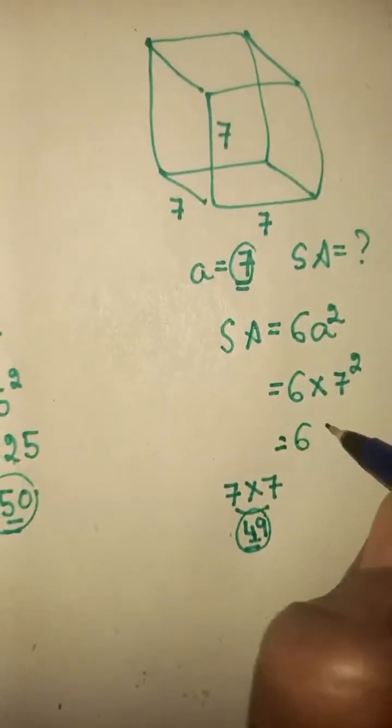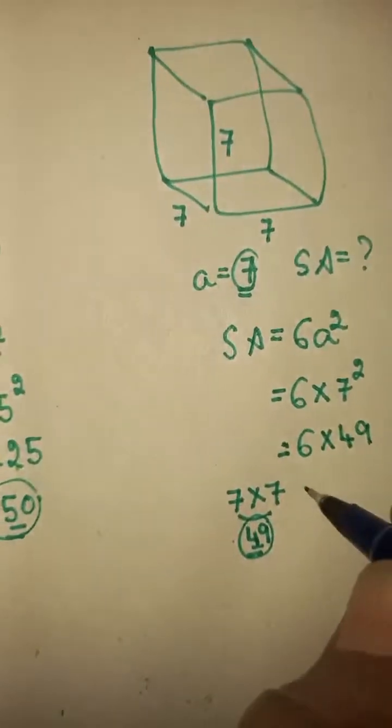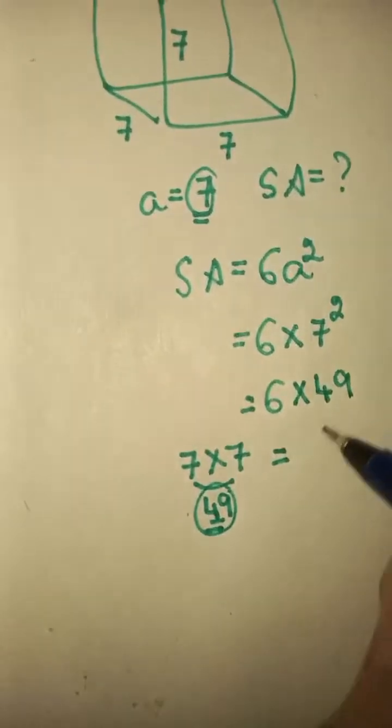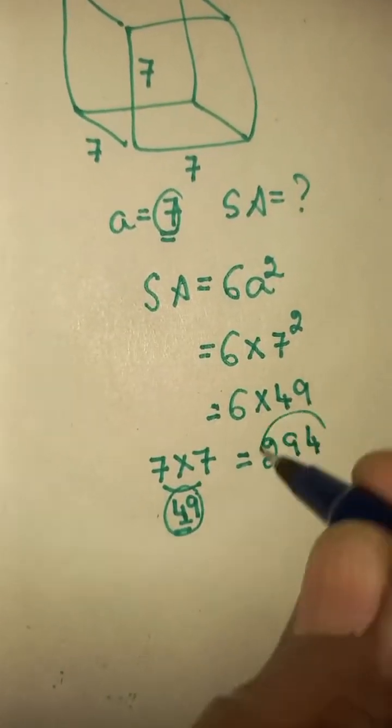So it is 6 times 49. 6 times 50 is 300. 300 minus 6, it is 294.